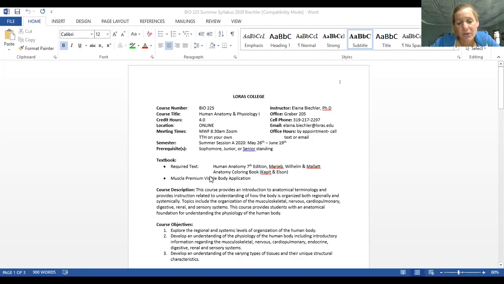And then also this Muscle Premium Visible Body app. For this summer, it is free to use. So we'll get you set up with that again tomorrow when we meet for lab. So we'll get those things taken care of.